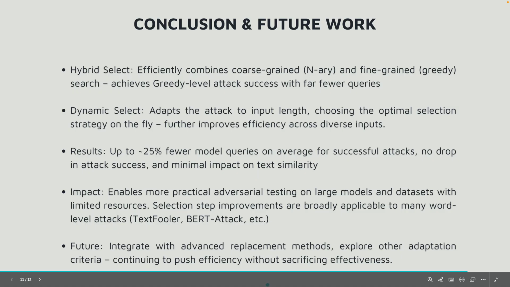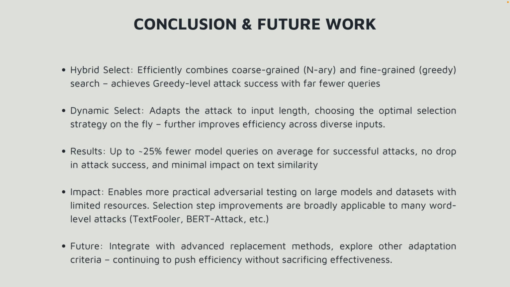Future work could include improving selection methods for more advanced, diverse word replacement strategies. There's also some room for improvement in dynamic criteria, to select n on the fly instead of training it separately. Our main theme is to make adversarial attacks faster and more scalable without compromising their effectiveness. And this paper takes a big step in that direction.